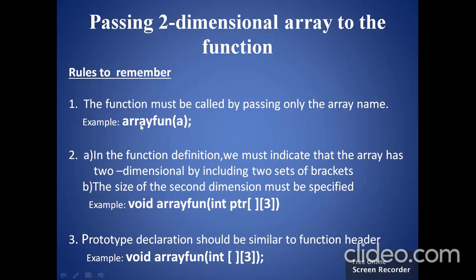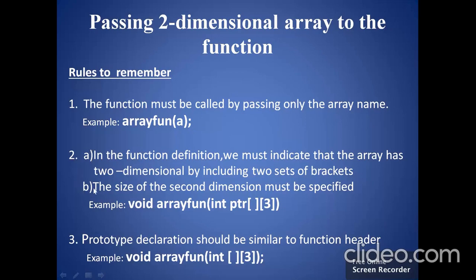Here, array fun is the function name. Then inside the bracket we have a. That a indicates the name of the two-dimensional array. Actually, this array name will pass the base address of the two-dimensional array to the called function. Then we move to rule number 2.